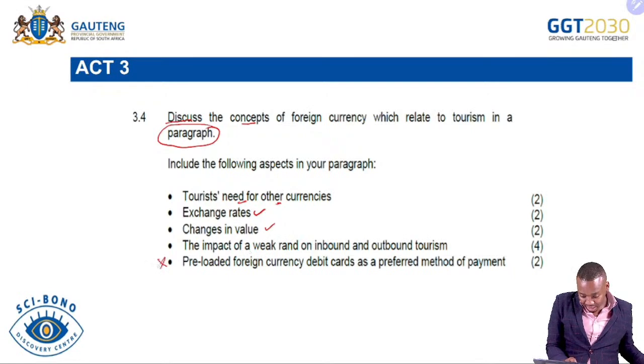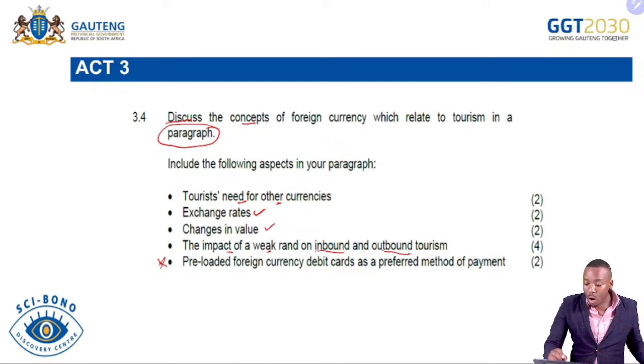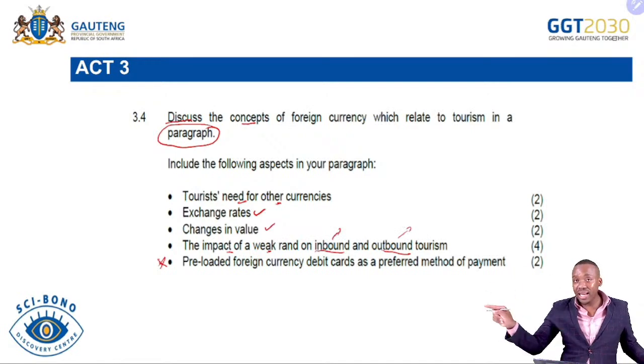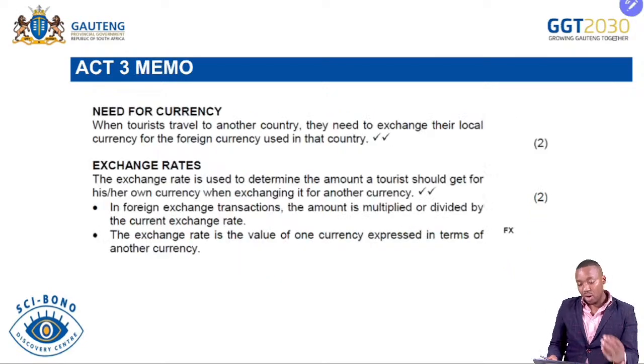Okay, this one will be irrelevant for today. But bullet 4, now they are saying discuss the impacts of a weak rand, right? Weak currency on what? Inbound and outbound. So the impacts can also be positive on both inbound and outbound tourism, those who enter the country and those who leave the country. Remember, we spoke about this in grade 10 in the previous slides. So in paragraph form, we are almost done.